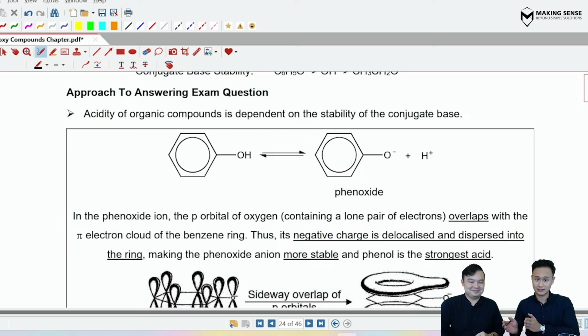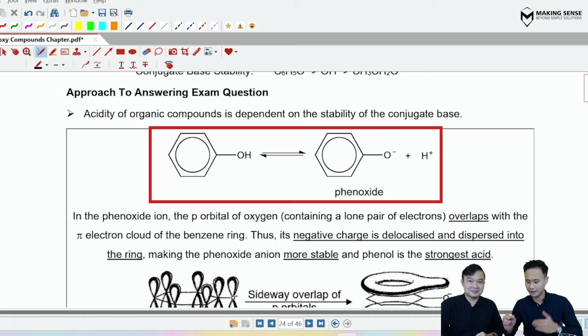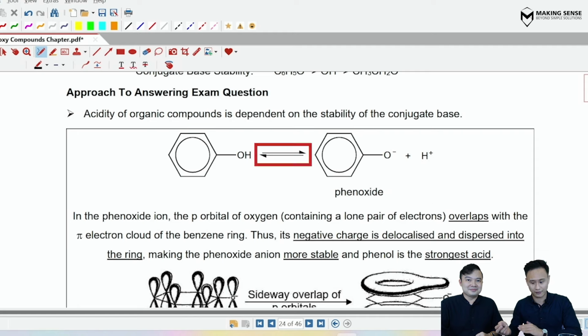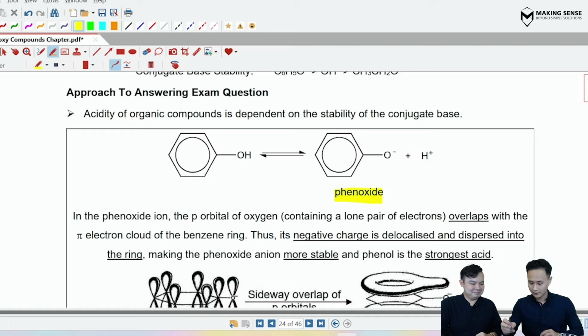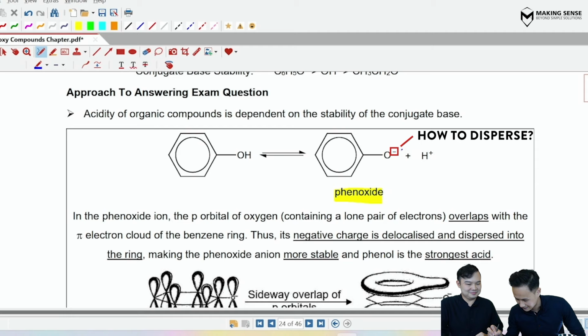So what we have here is phenol dissociating in water to release H+. So this is your equation that you have here. Again, phenol, weak acid, reversible arrow. So remind yourself what Mr. Leong and I just mentioned. The more stable this conjugate base is, this phenoxide, then the more the POE shifts to the right, and hence it's a stronger acid, okay? Now, to talk about stability of conjugate base, we must first talk about how to disperse this negative charge.